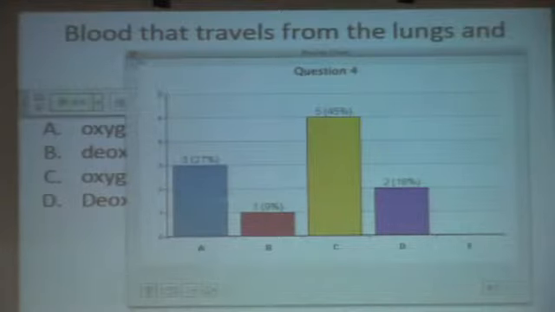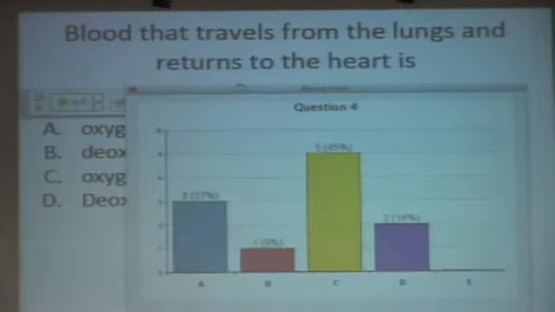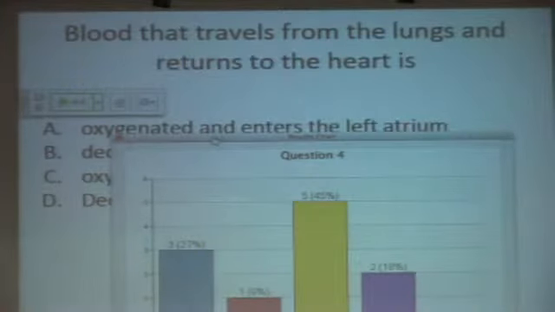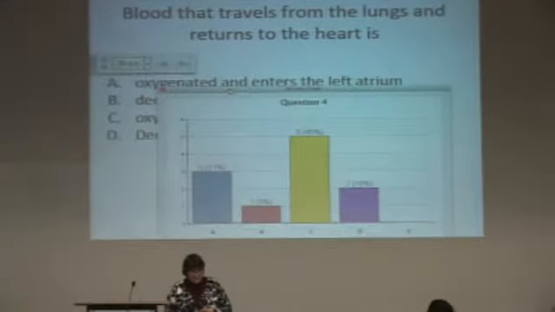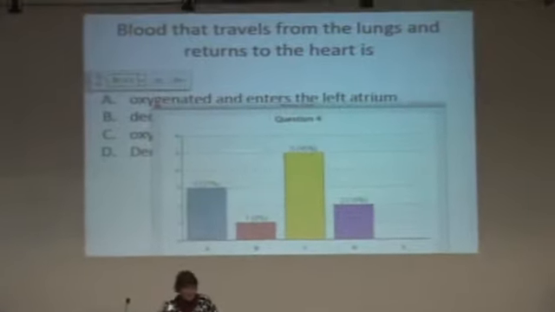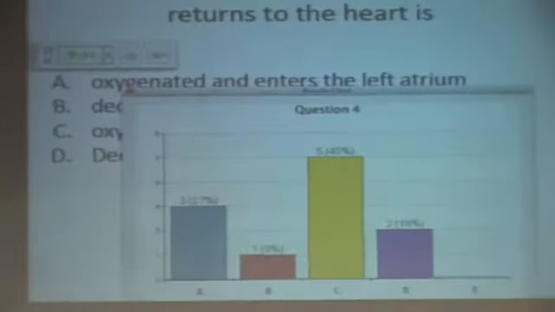Is C the right answer? I don't actually remember the question. Let me go back and look. So it's traveling from the lungs, so it's oxygenated, and it enters on the left side of the heart. So answer A is the correct answer. So not bad, half right.